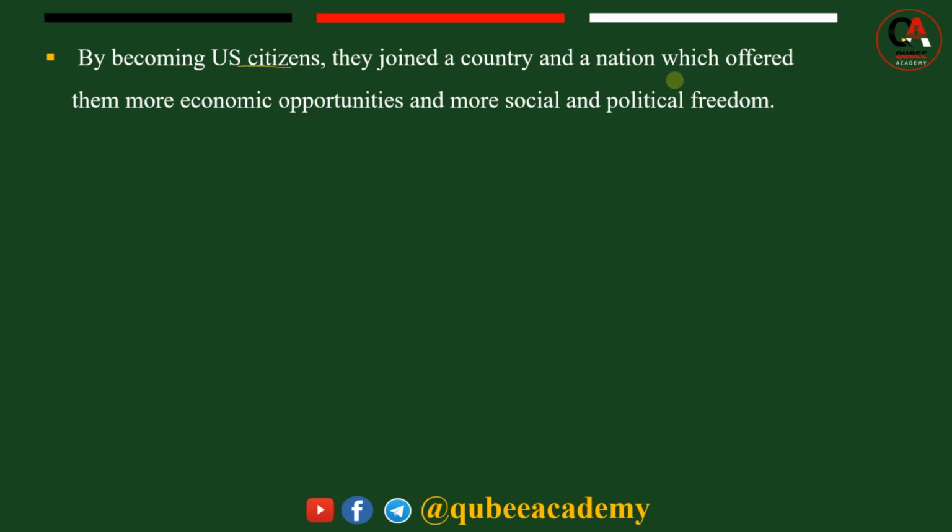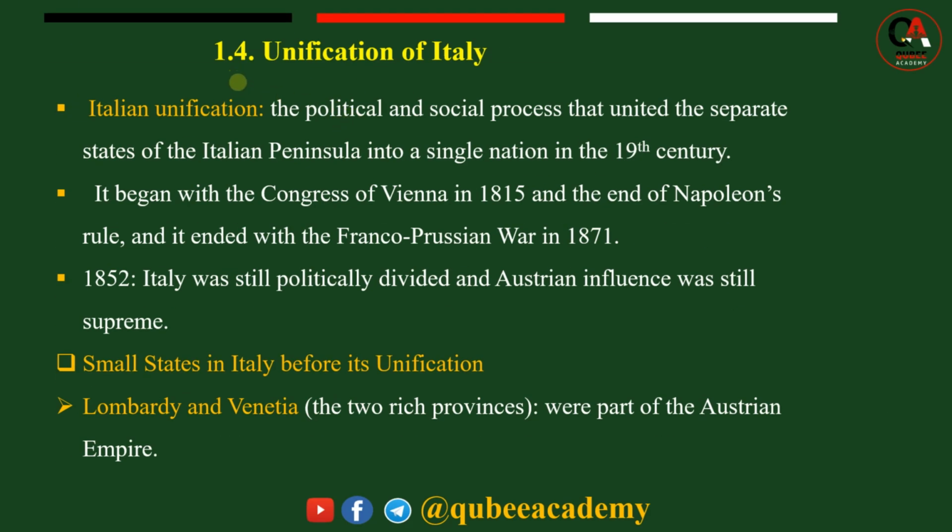and the nation, a nation which offered more economic opportunity and more social and political freedom for them. Because of this, in the case of USA used mechanism of assimilating the Europeans. This led to the number of US immigrants from Europe to America increased during that period. It's all about nationalism. Under this part, the second subtopic is about unification of Italy.